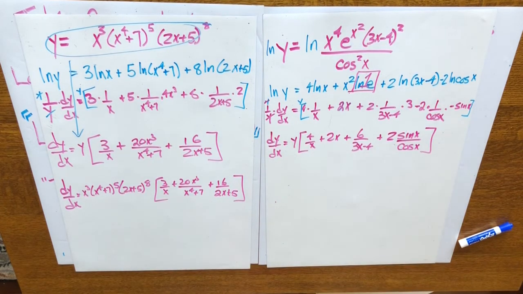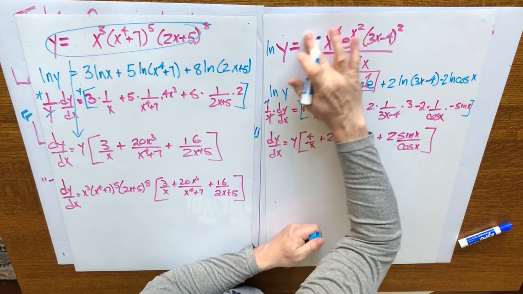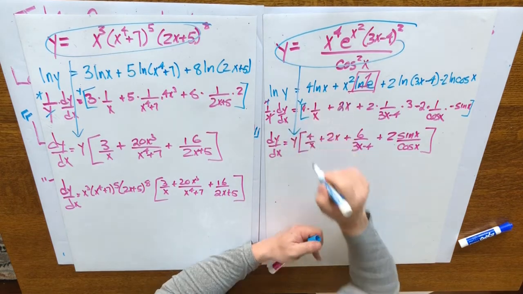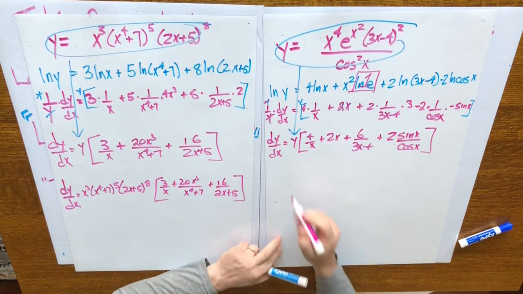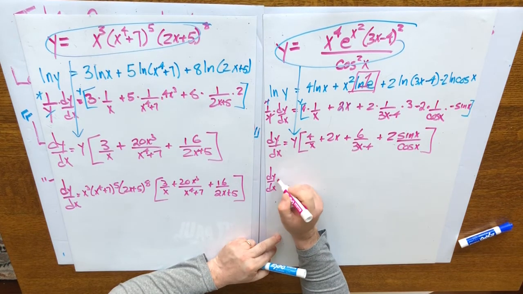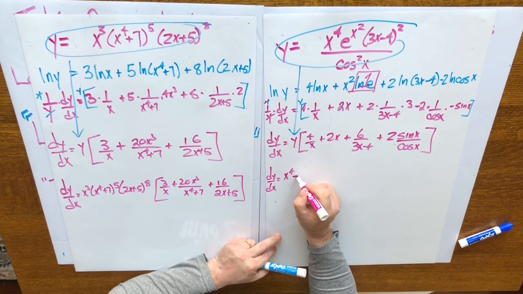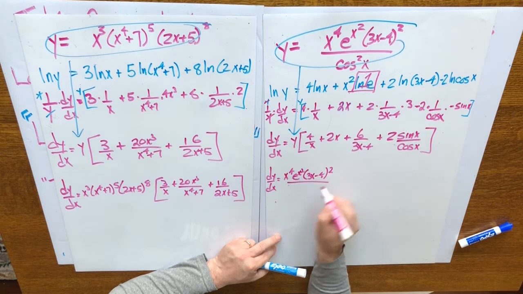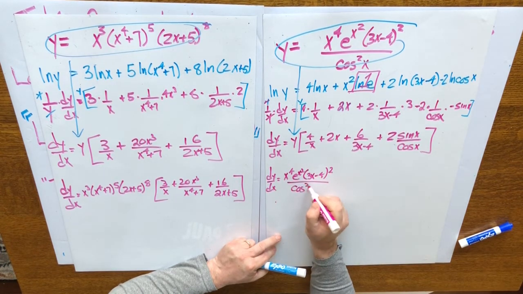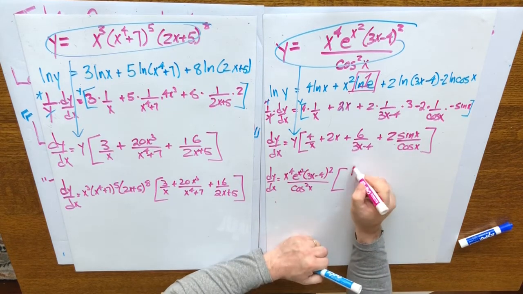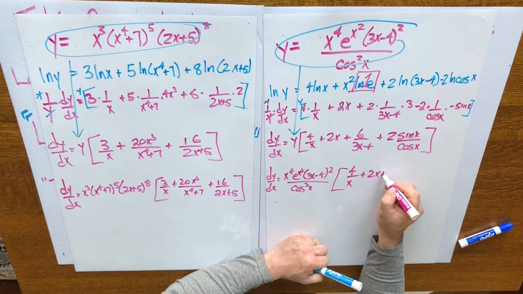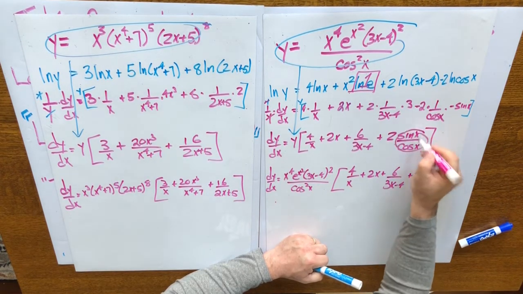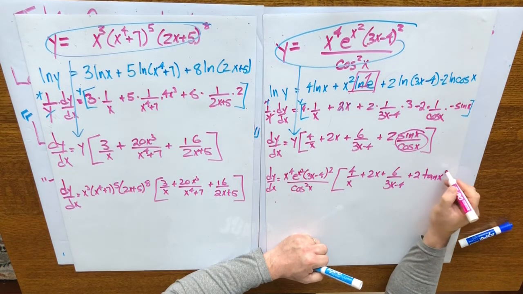So we'll go back to that last part of it, which is that substitution. Remember, the original expression looked like this, so we can substitute this in place of y down here. And you've got dy over dx equals x to the 4th e to the x squared, 3x minus 4 squared over cos squared x, times the square bracket, 4 over x plus 2x plus 6 over 3x minus 4 plus 2 tan x, and we're going to simplify this using trig identities.